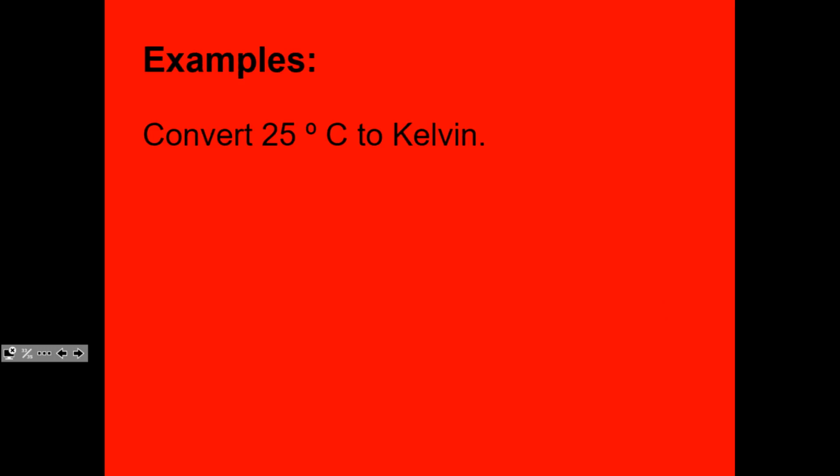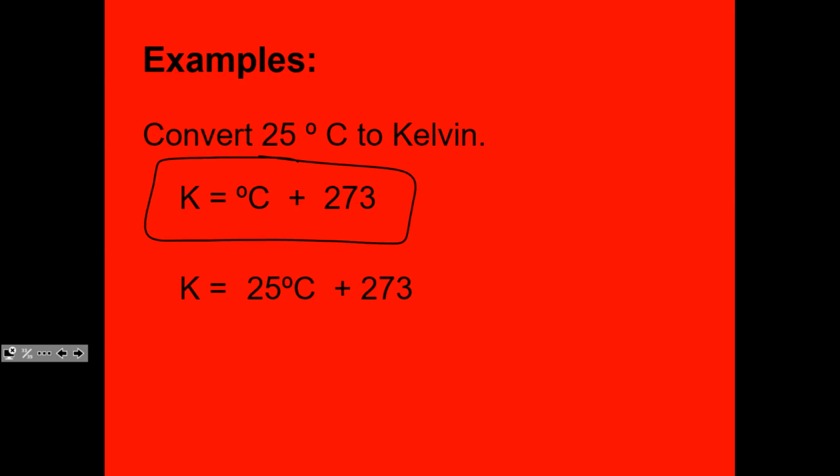So let's do an example. Let's convert 25 degrees Celsius into Kelvin. Here's our equation. We would plug in 25 degrees Celsius here. All we got to do is add 273. It'll be the easiest equation you learn all year. We get 298 Kelvin. That would be your final answer. And it's not degrees Kelvin. It's just Kelvin, and that's it.